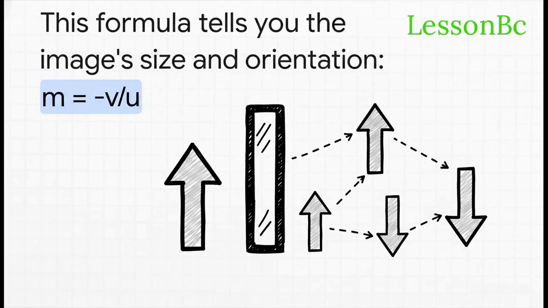So now we know where the image is going to be, but what will it actually look like? Is it going to be bigger, smaller, upside down? For that, we need the second part of our secret code, the magnification formula. It's just M for magnification, and it equals -V divided by U.